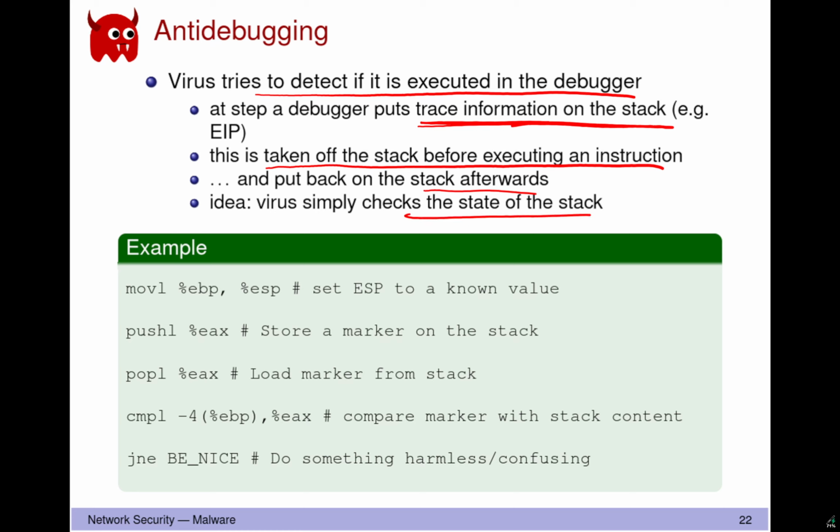So it's always somehow keeping the debugging information on the stack. And if there's some modification of the stack, somebody changed the debugging information, it was not us, then obviously somebody else is using the debugging function. So we put basically some kind of stack pointer, the extended stack pointer, to a known value. We store it on the stack, we load it from the stack, and then we compare, has it changed? If not, then we behave maliciously, and if yes, then somebody else is looking at us and we should do something harmless or confusing.